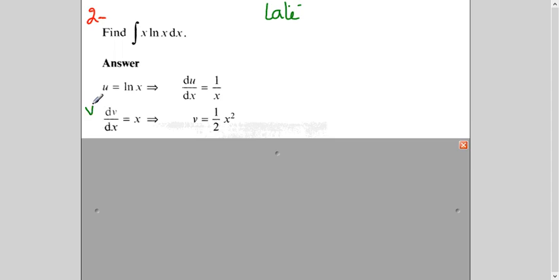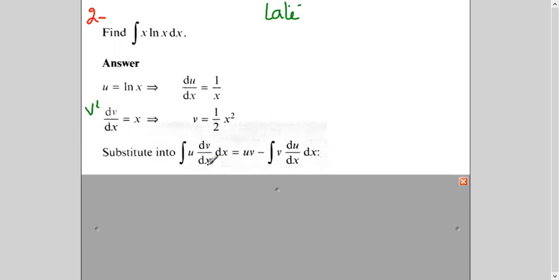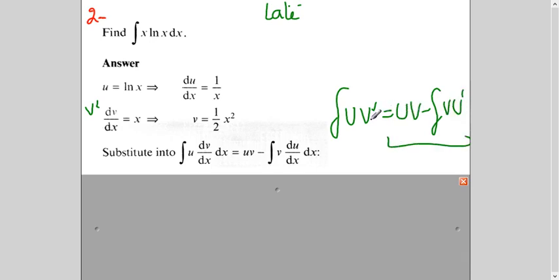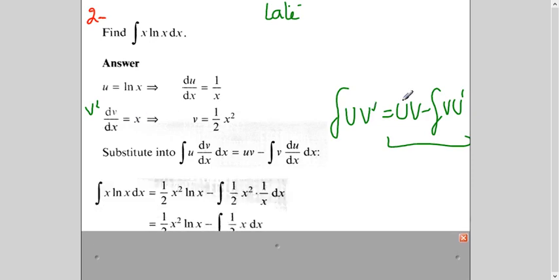And your v prime, which is called dv over dx, is actually x, and you will integrate it, it will be x squared over 2. So now you just have to plug in the formula. What is that? uv prime is equal to uv minus vu prime. So I will plug in the values on this side, all these 4 values. So u is ln x, here it is. V is half x squared, it is here, minus v u prime. This is your u prime, right?